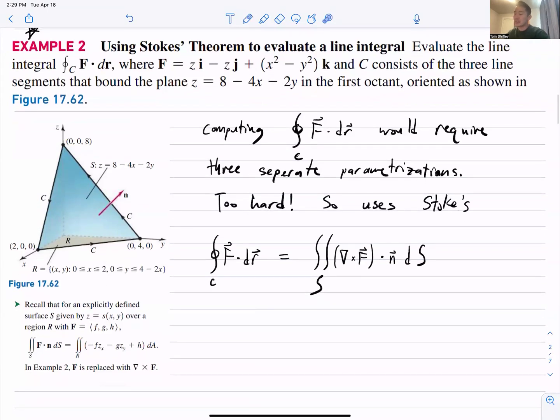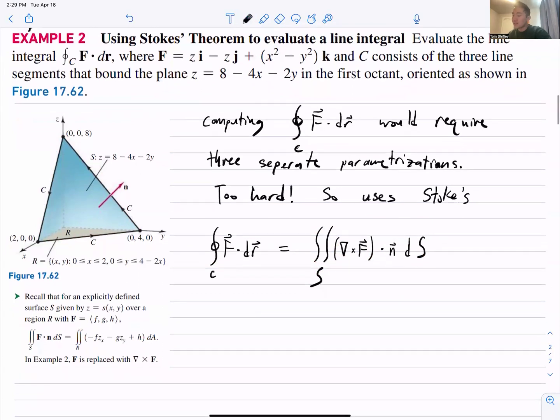And so this might not seem like it could be much easier because this is a surface integral and this is the line integral, but this line integral, because it requires 3 parameterizations, is going to be tough. And the curl of the vector field actually might be nicer than the vector field itself. And so that's why this one could be helpful. And so let's do it.